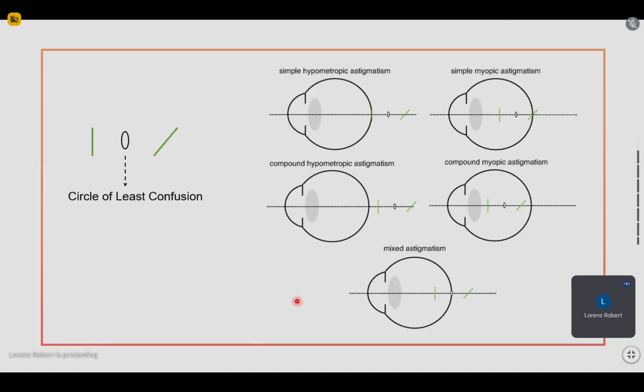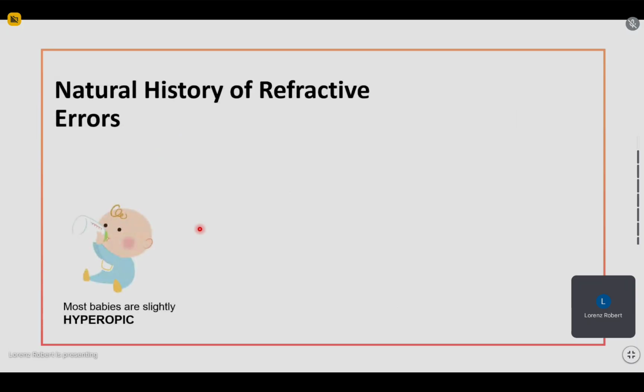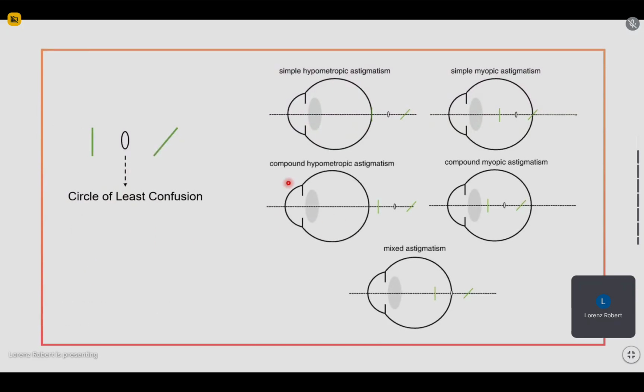In astigmatism correction, we want to get to the point of the circle of least confusion. This one is just good to know; you don't have to study this. Just so you know that we have to get to the circle of least confusion by giving appropriate cylinder lenses.